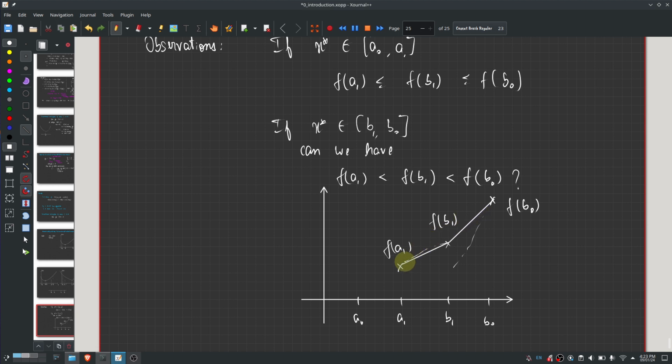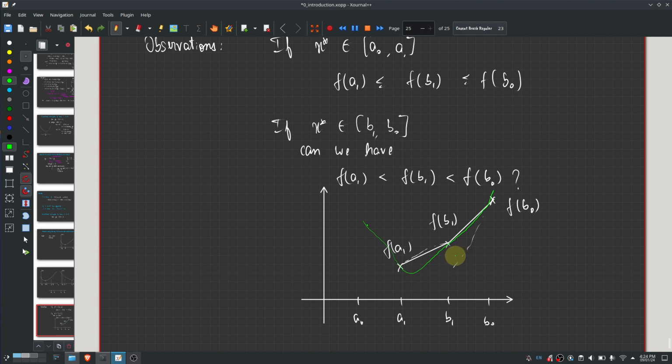So the function value, the actual curve, lies below these lines. It's somewhere below, doesn't matter where it is. It could be something like this or whatever. But can this point of minimum lie in this particular interval? Why?